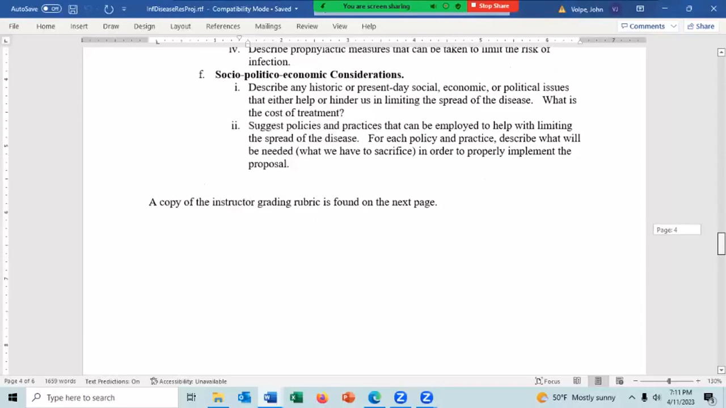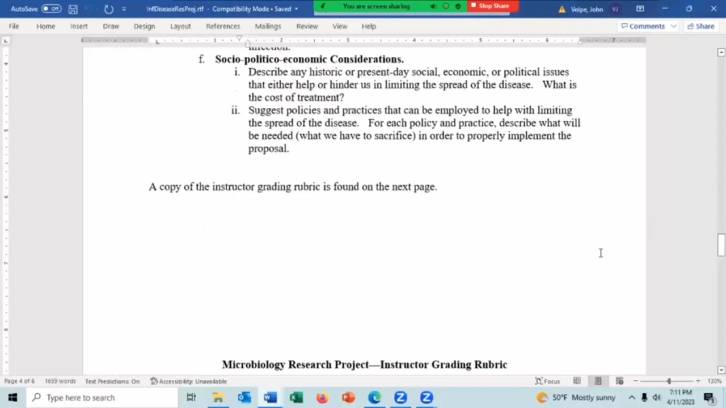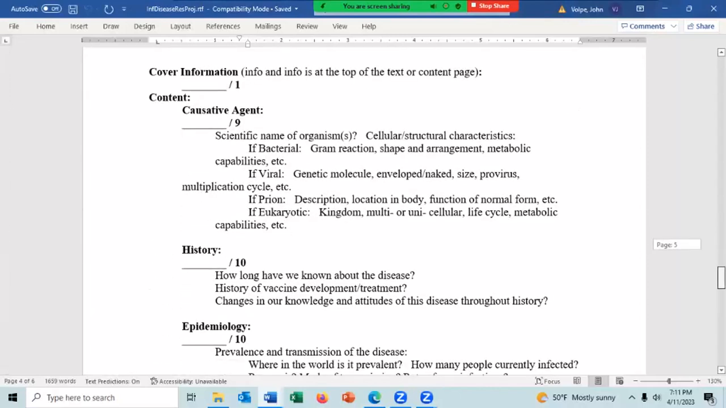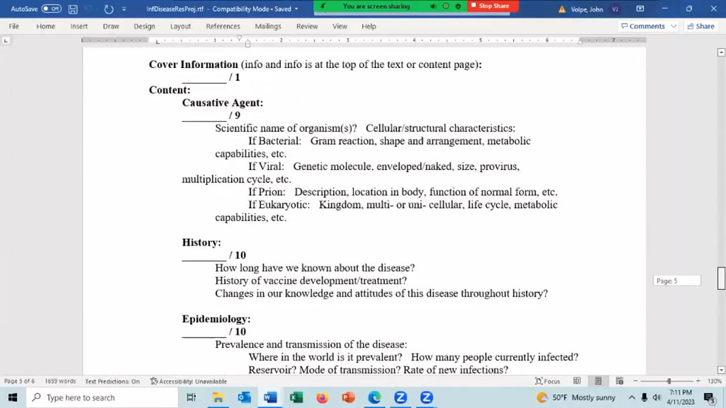Any question about that? I have a grading rubric found on the next page, and this is how you will be graded. You'll be given 1 point for your cover information. You'll be given 9 points for the causative agent. If it's bacterial, you need to give the gram reaction, the shape, the cellular arrangement, any metabolic capabilities, and then unique features about the causative agent.